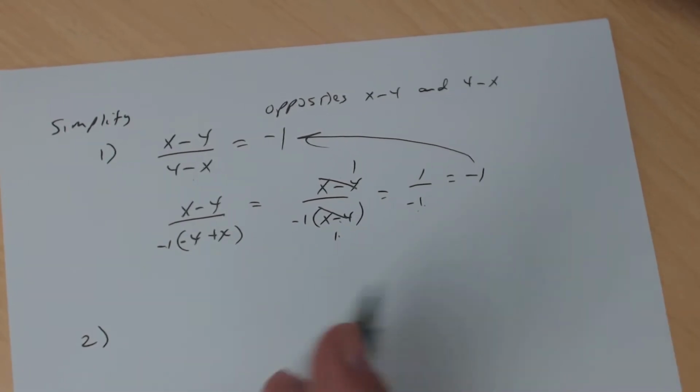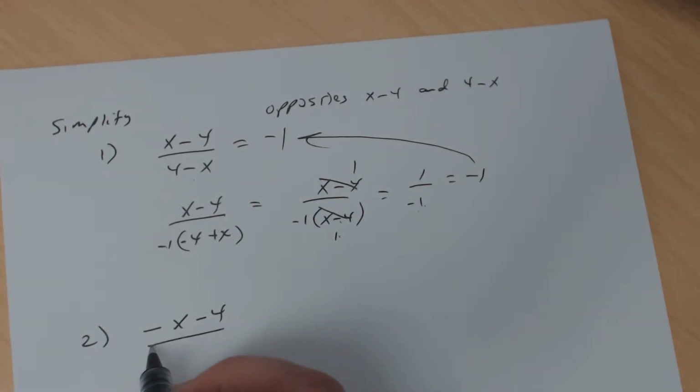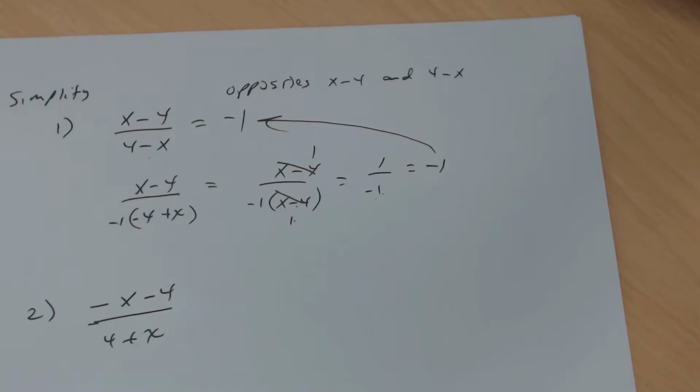All right, suppose we had negative x minus 4 divided by 4 plus x. Negative x minus 4 divided by 4 plus x. Okay, I want you to notice that they're definitely not identical, so the numerator does not look exactly like the denominator. But I want you to think about, are they opposites though? So the way to do that is this. The opposite of negative x is a positive x. That's what we got down here.